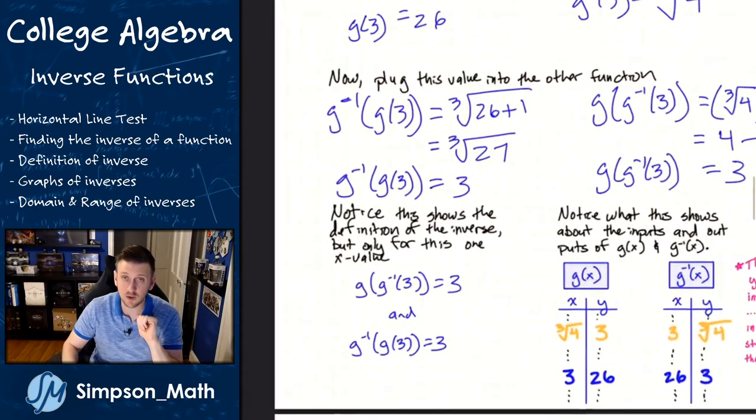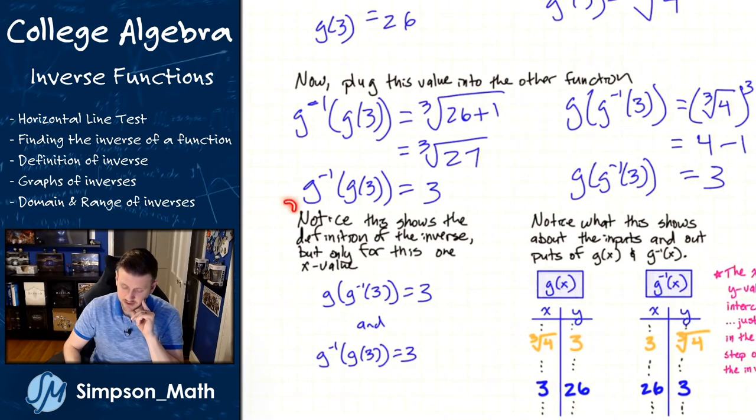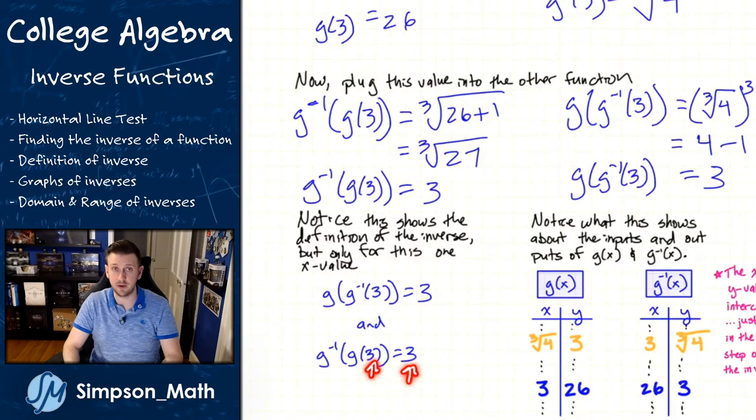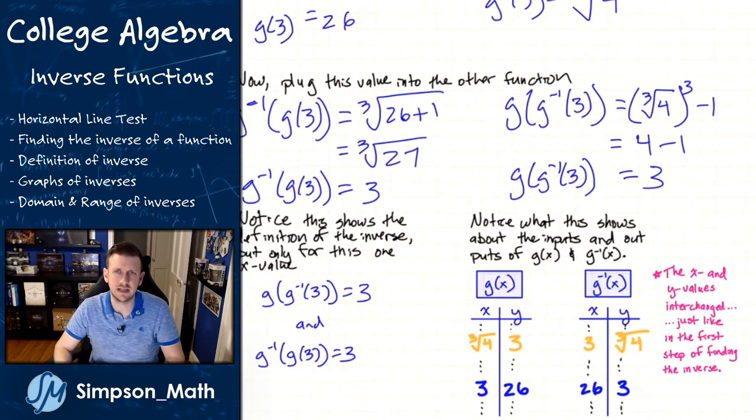So one big thing here is that this shows the definition of the inverse, but only for that one x value. So g of g inverse of 3 should equal 3, just like if it's x, it'll equal x. If I plug in 7, this would be 7. If I plug in 1 ninth, this would be 1 ninth, whatever. Okay? So if they're inverses, whatever this input is will end up being that output when it goes through that composition process. It also shows this.